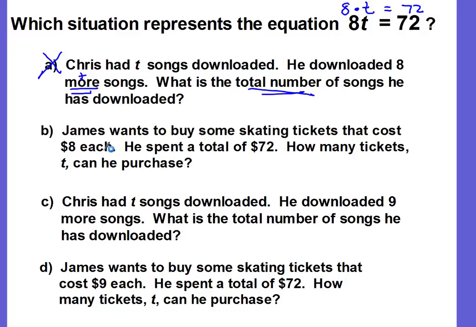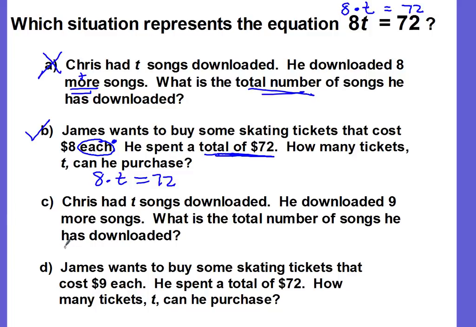Let's look at B. James wants to buy some skating tickets that cost $8 each. He spent a total of $72. How many tickets T can he purchase? So this total of 72, that's our equals amount. So we know it's going to be equal to 72. So we just need to see if we're multiplying 8 times something. Okay, the skating tickets cost $8 each. This "each" means to multiply. So we're multiplying 8 times the tickets. So that would be 8 times T, and that is what matches our equation. So B is the correct answer.